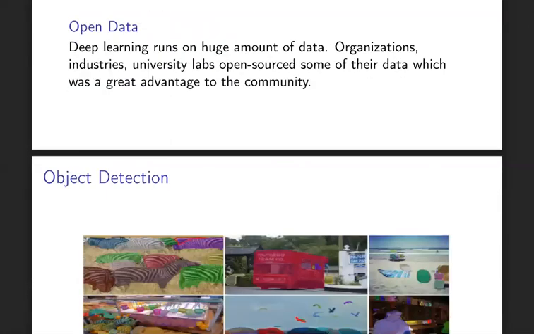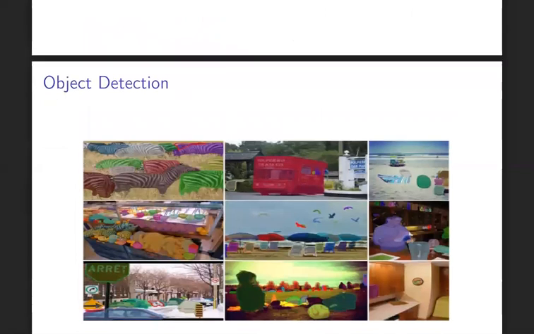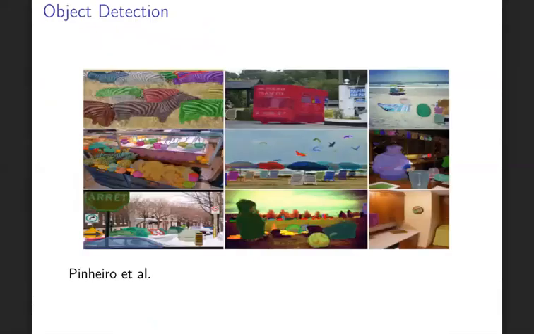Now, based on this intro to deep learning, you understand that there are lots of things you could actually do. One is object detection. Object detection means you have various objects like this, and then you're trying to detect what object is in the image.